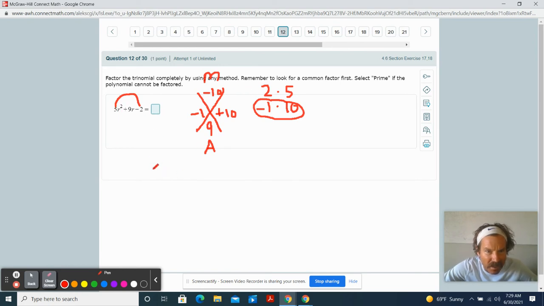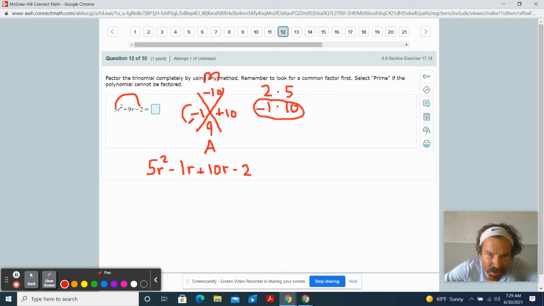Well, we're going to take this trinomial, 5r squared plus 9r, and instead of putting 9r, I'm going to put negative 1r plus 10r minus 2. So I put these two numbers here in place of the 9r. I just added an r. So I made it look like a problem that we could factor by grouping.